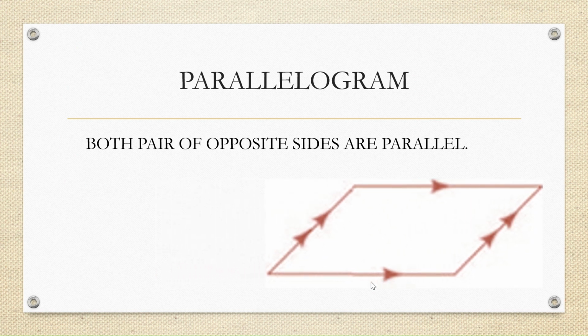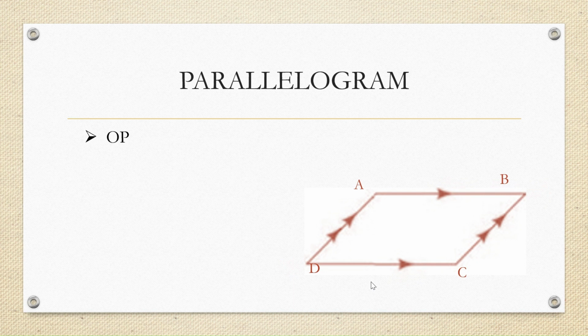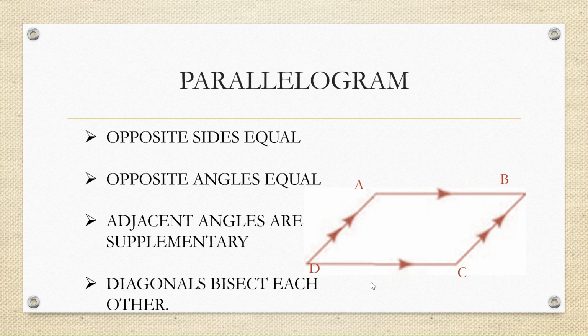Those are: opposite sides are equal, opposite angles are equal, adjacent angles are supplementary, diagonals bisect each other. We'll see how to prove each and every property of a parallelogram.